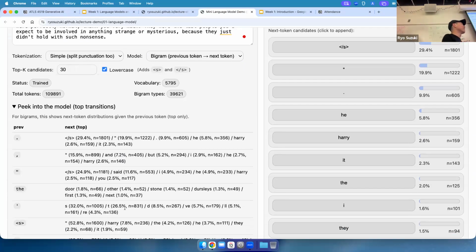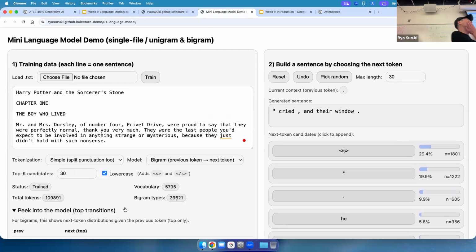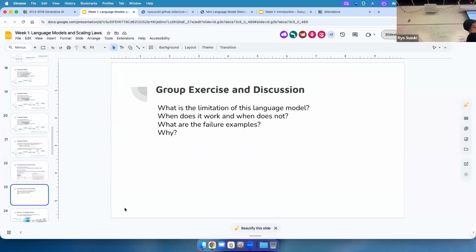And then try to understand how the background works. After that, pair with the next person to discuss what the limitation is, why it works, how it works, and when it works and when it doesn't work.